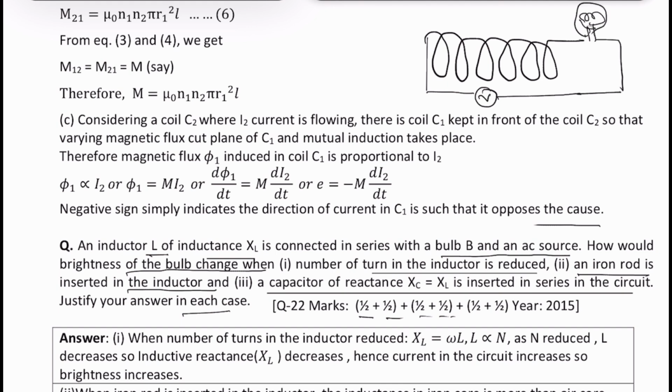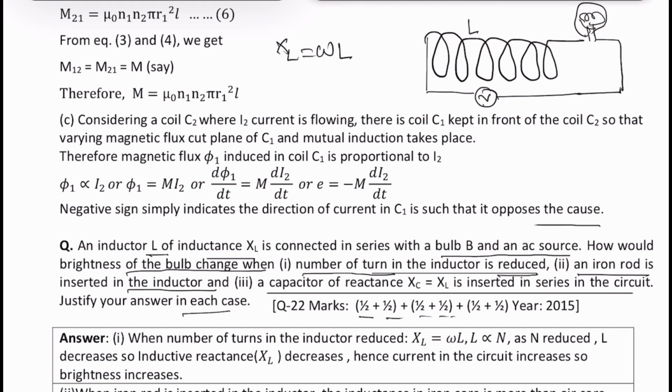Now let us see case 1 first. If the number of turns in the inductor is reduced, what is the resistance offered by inductance? It is written as XL. XL is equal to omega into L. Omega is the frequency of AC and L is the coefficient of self-induction. Correct? L is the constant of this coil.